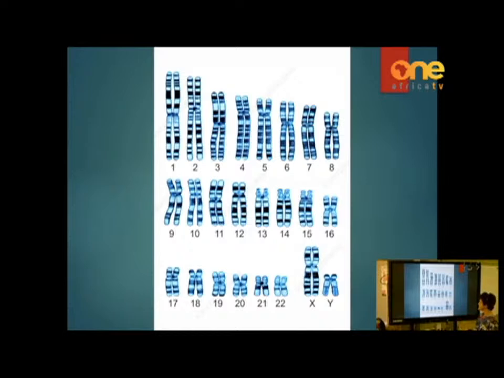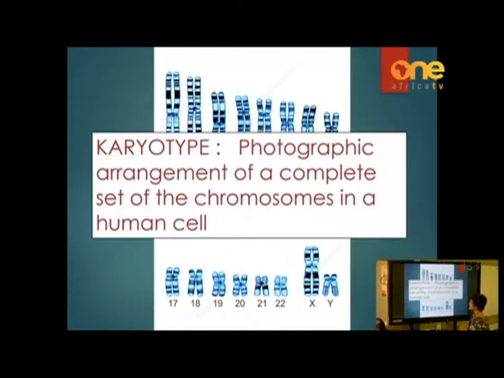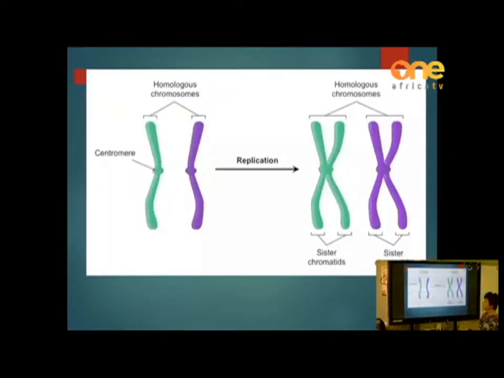So, here I have 23 pairs of chromosomes. Pair number 1, 2, 3, 4, 5, 6, 7, 8, 9, 10, 11, 12, 13, 14, 15, 16, 17, 18, 19, 20, 21, 22, 23. 23 pairs of chromosomes. This is called a karyotype. A karyotype is a photographic arrangement of a complete set of chromosomes in a human cell.